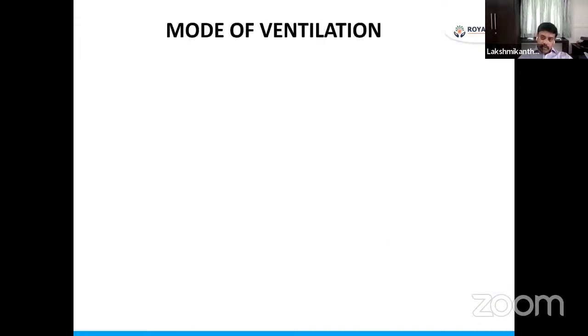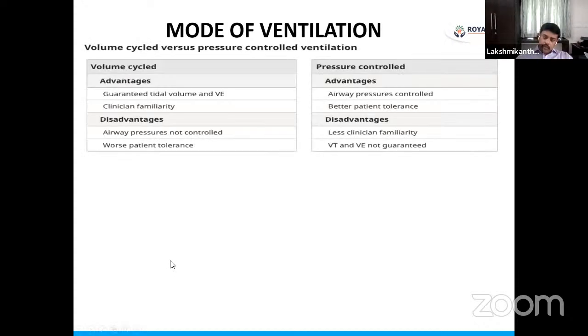So having intubated the patient, the first thing that we do is connect them to the ventilator. The first thing that we need to select is the mode of ventilation. So which mode is better for ARDS? We always have two specific modes on which all the newer modes are based. It is either volume cycle or pressure control.